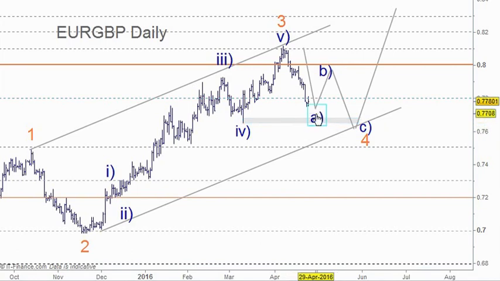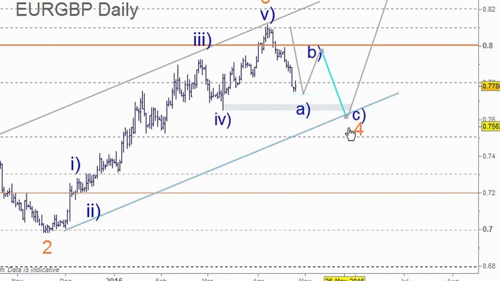And also too, this wave A can come lower here. It's expected that wave 4 in Elliott terms breaks the trend line.